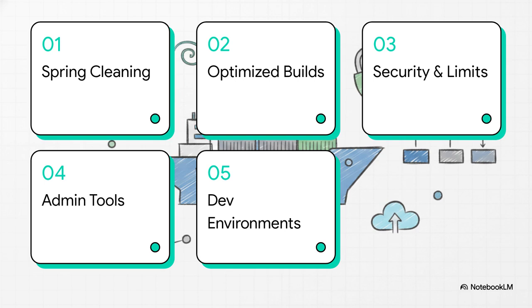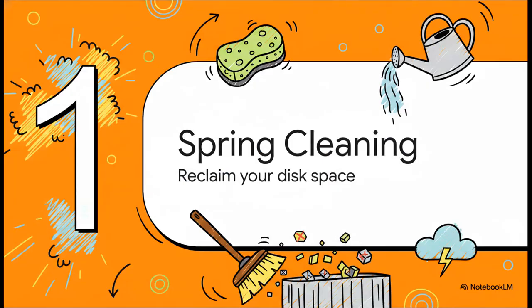Okay, let's dive right into this roadmap. First up, we'll do some spring cleaning on your Docker setup. Then we'll look at getting faster, optimized image builds. After that, we're covering security and resource limits. Fourth, we'll use containers as admin tools. And finally, we'll wrap up with containerized development environments. All right, let's kick things off with part one, spring cleaning your Docker.